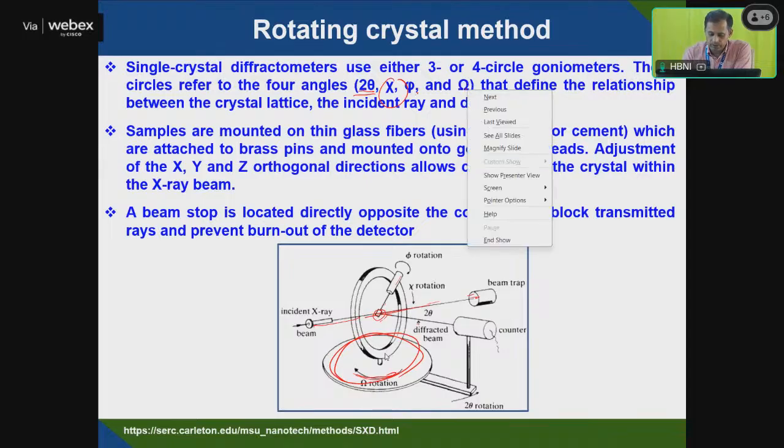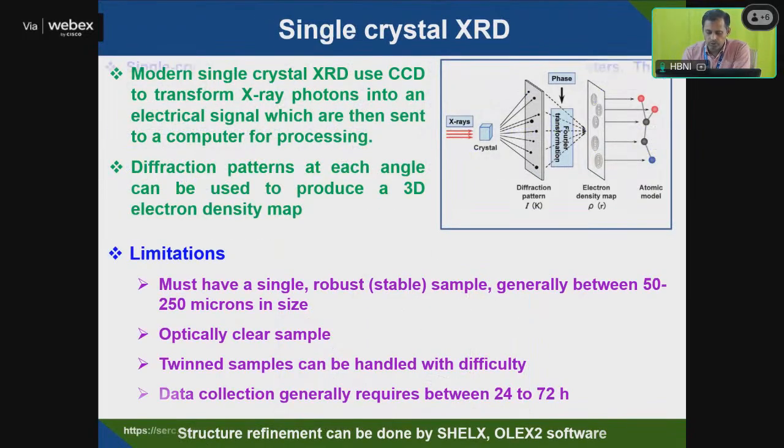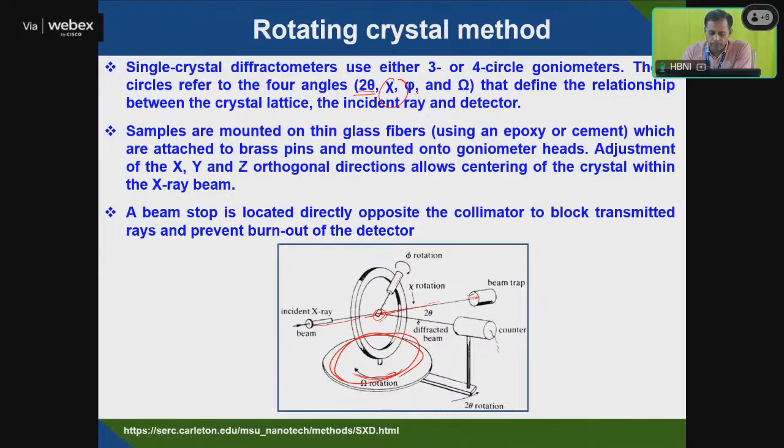So this omega is your stage rotation. All those, you're rotating here. The samples are mounted on a thin glass fiber using epoxy or cement. Like in thin powder oxide diffraction, you take powder that is mounted on a glass substrate or in the particular sample holder.